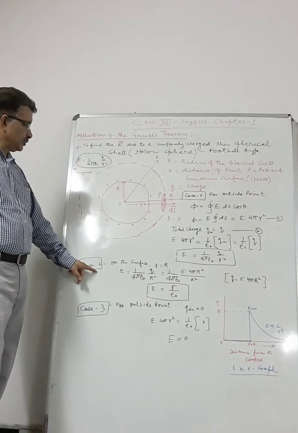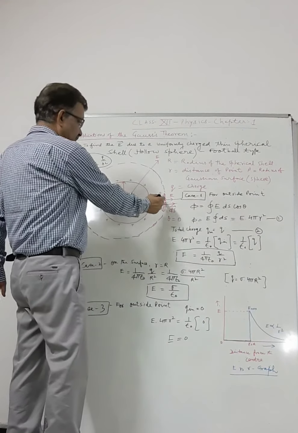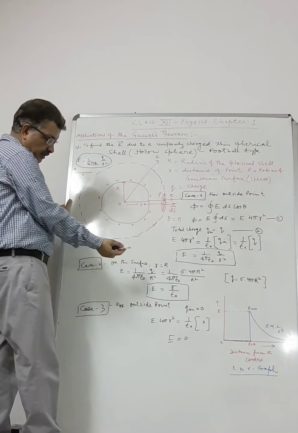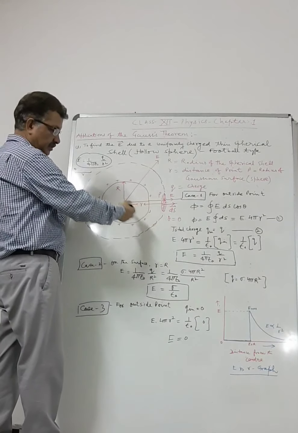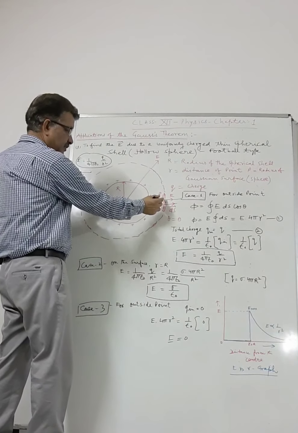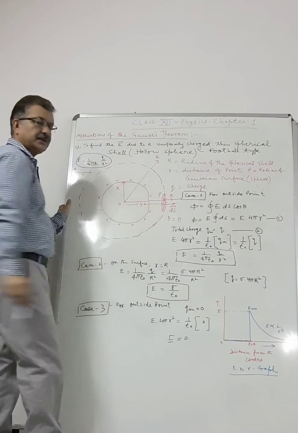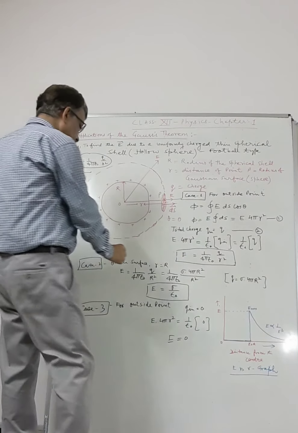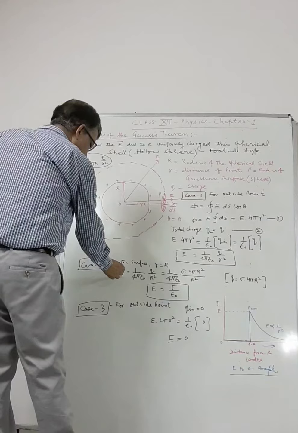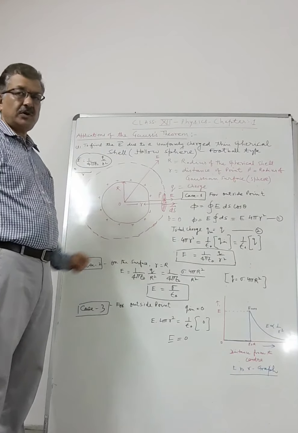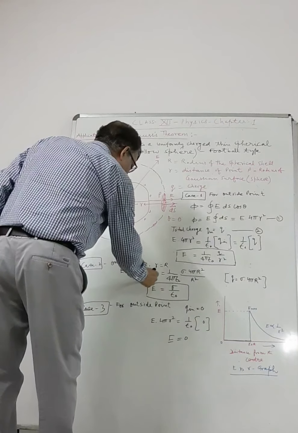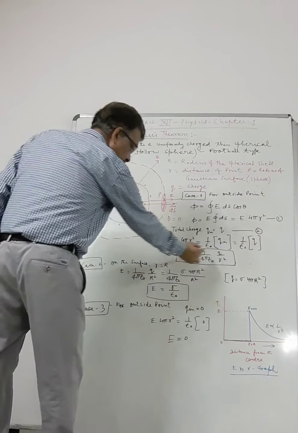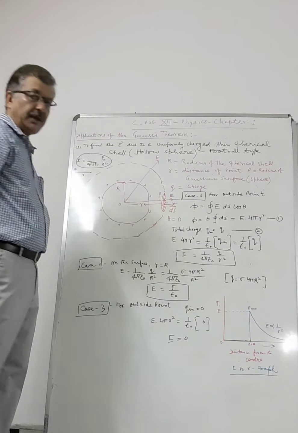Now case number 2. This small r is a variable. It may have any value. Suppose now this point has come on the surface. So the value of small r will be capital R. Now put the value over here. So the electric field intensity on the surface of this spherical shell will be 1 by 4 pi epsilon naught Q by r square. In place of small r, capital R will be there.